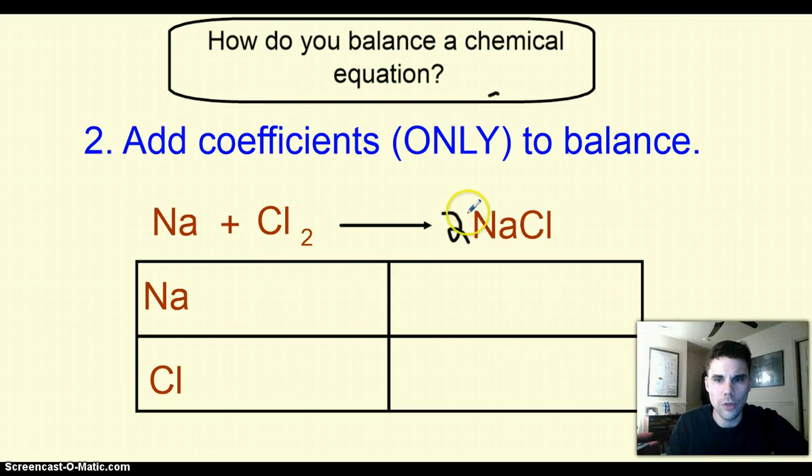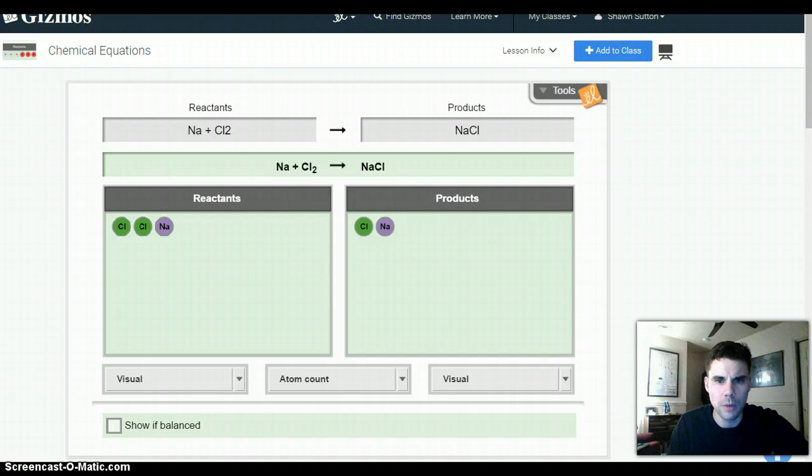If I added a coefficient of 2, which I've already done, and that doubles all of the information afterwards, if I were to go back to my table, I now have 2 sodium atoms and 2 chlorine atoms. Back to the gizmo. Let's put a coefficient of 2. Notice that both atoms are doubled. I now have 2 chlorines and 2 sodiums. That's great. Now my chlorine atoms are balanced out, but my sodiums are not. I'm lacking 1 extra sodium.